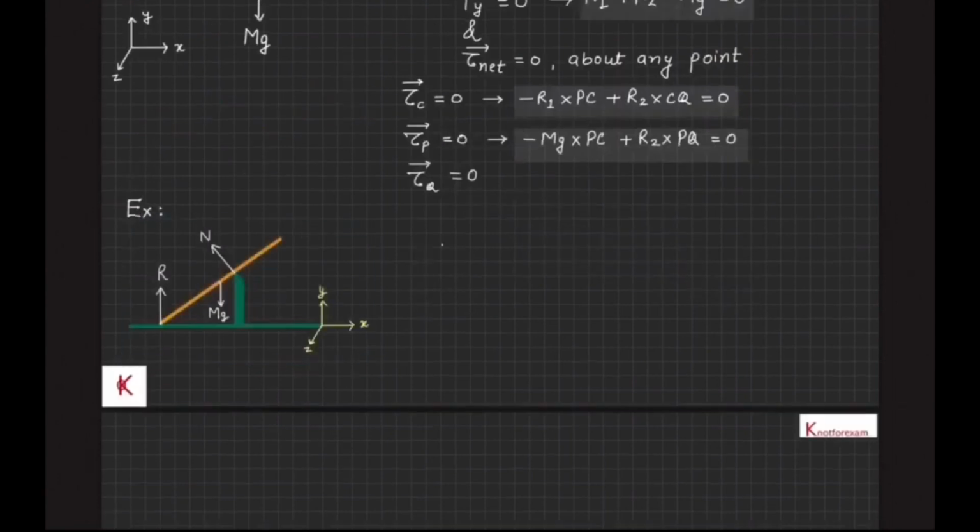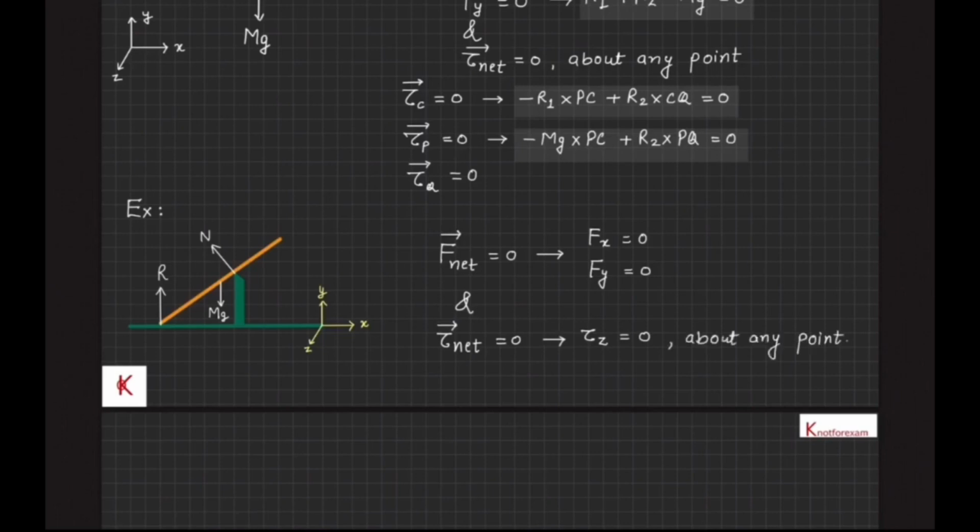Let's see another example. A rod of mass m resting on a wall. Since the rod is in equilibrium, it will be in translational equilibrium as well as in rotational equilibrium. Therefore, F net is 0, that means Fx is 0 and Fy is 0. Also, τ net about any point is 0 and its component along the z axis is 0, which gives the required equations.